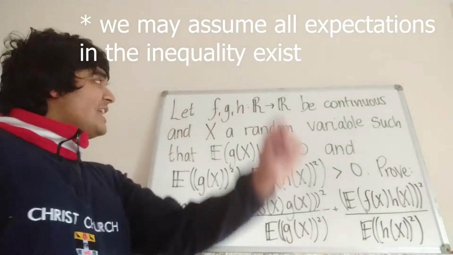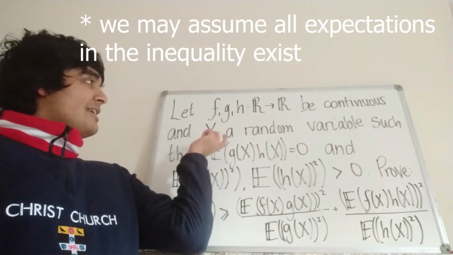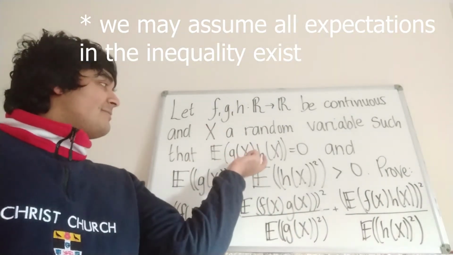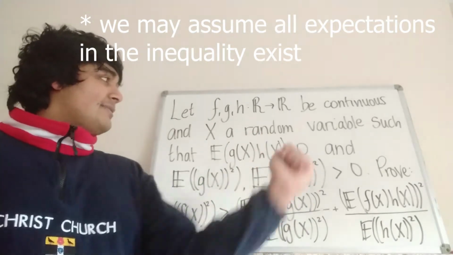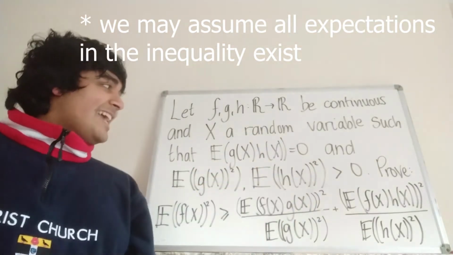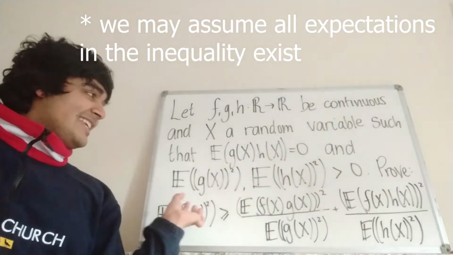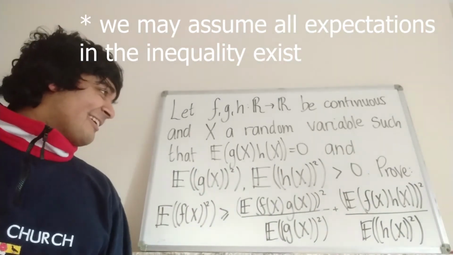We have f, g and h being real-to-real continuous functions, and we have a random variable X such that the expected value of g(X) times h(X) is 0, and the expected value of g(X) all squared and the expected value of h(X) all squared are strictly greater than 0. We want to prove this inequality holds, this big, ugly looking inequality here.